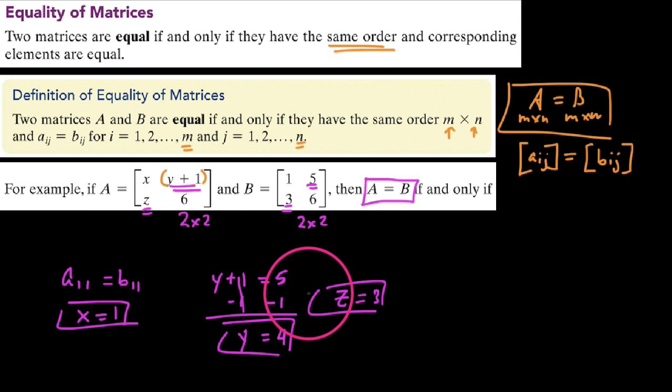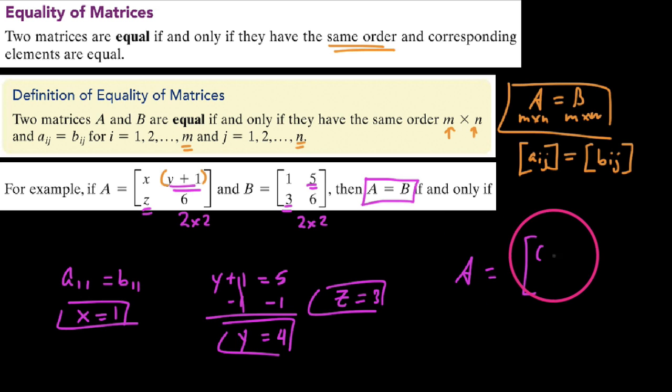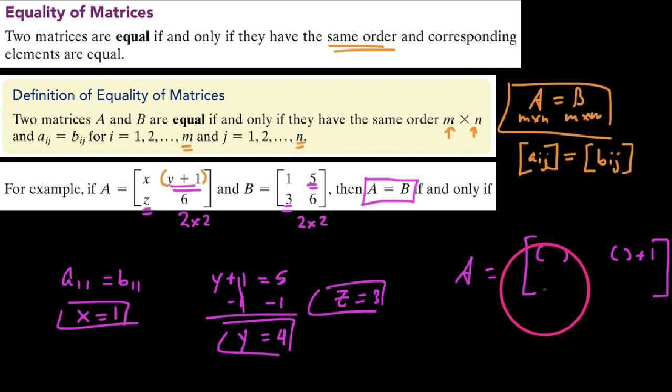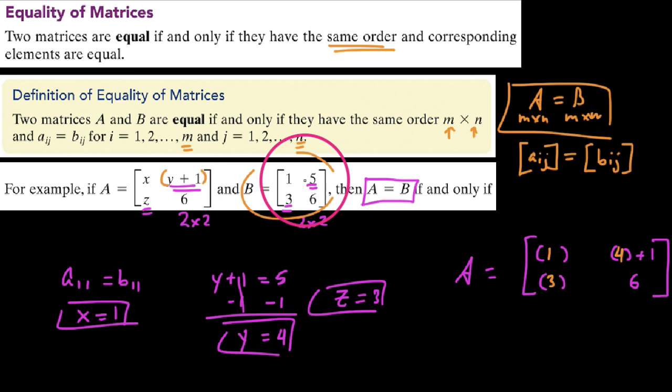So what I want everybody to see is that if we go back to A here and make these substitutions, we had X, our next entry was y plus 1, I'm going to expand this a little bit here, we had Z, and we have 6. If we plug in 3 for Z, 1 for X, and 4 for y, you can see that this comes out to be the very same matrix as B. So if two matrices are equal, then their corresponding entries have to be equal. Cheers.